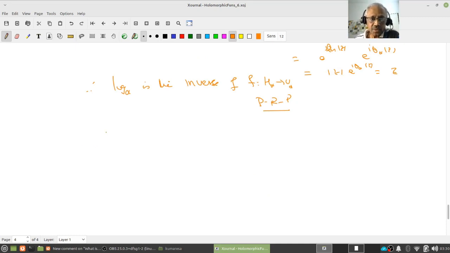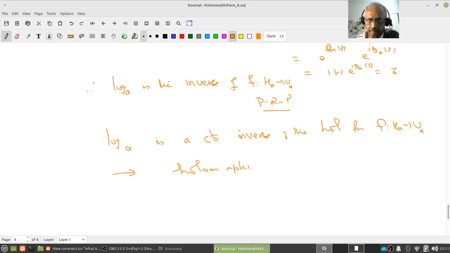Now we also know log alpha is continuous. We already said this is continuous. Therefore, log alpha is holomorphic on U alpha. This is by the theorem. This is what I said in the continuity argument. I already proved there that log alpha is a continuous inverse, but it can actually be proved to be holomorphic. We have proved it now.